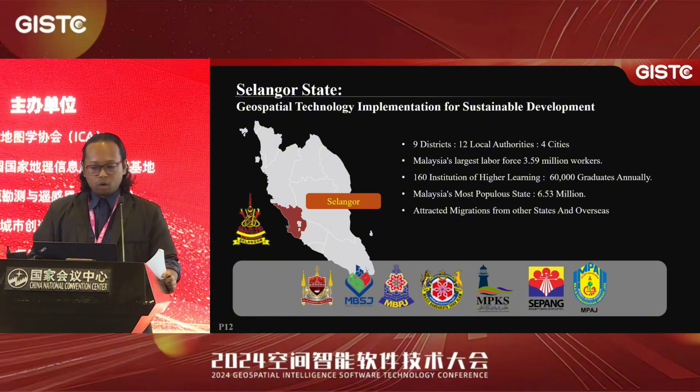It also has 4 populous cities in Malaysia, which are Petaling Jaya City Council, Subang Jaya City Council, Klang City, and Shah Alam City. Selangor is home to Malaysia's largest labor force with 3.59 million workers. It is home to over 160 institutions of higher learning, producing more than 60,000 graduates annually. Selangor is also Malaysia's most populous state with a population of 6.53 million. The state's development and urbanization have attracted numerous migrants from other states and also overseas.